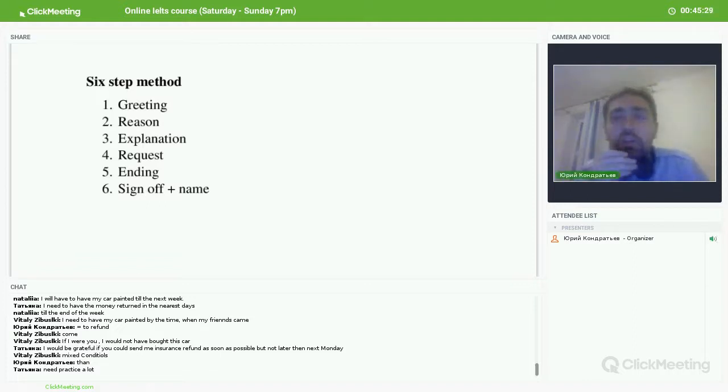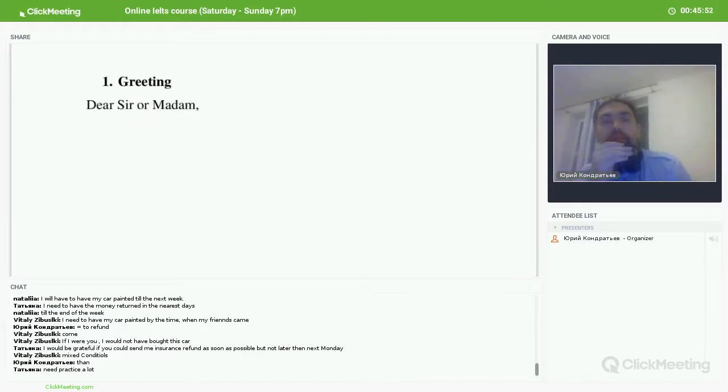Okay, we're going to follow a 6-step method, the same one that we did when we were writing informal and semi-formal letters. Semi-formal and formal letters are not really different. They are almost the same, except maybe in a semi-formal letter you can use idioms. Greeting: Dear Sir or Madam. So, well, there is nothing else. It's ready.